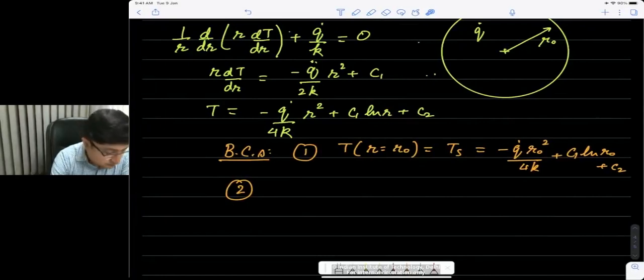What should we do at the center? Should dT by dr be equal to 0 at the center? Okay, why? If that's the case, then C1 has to be 0. So even if r tends to infinity or minus infinity, then also the net would be 0.